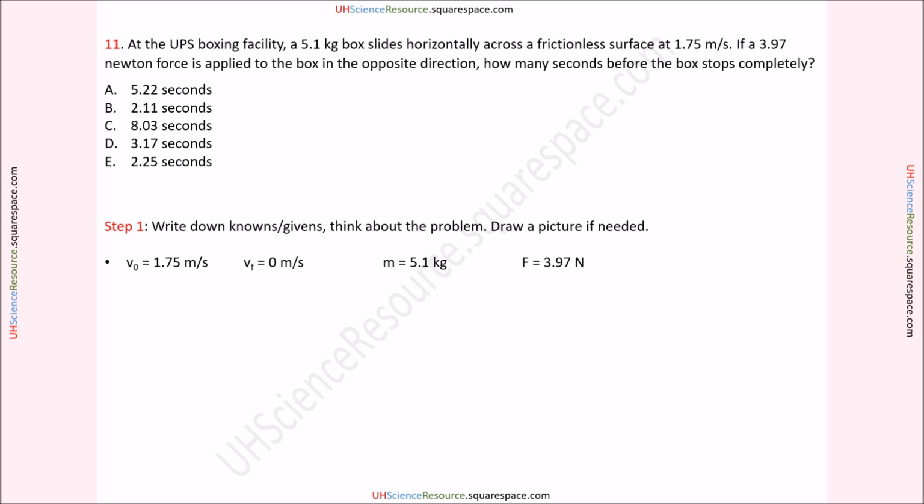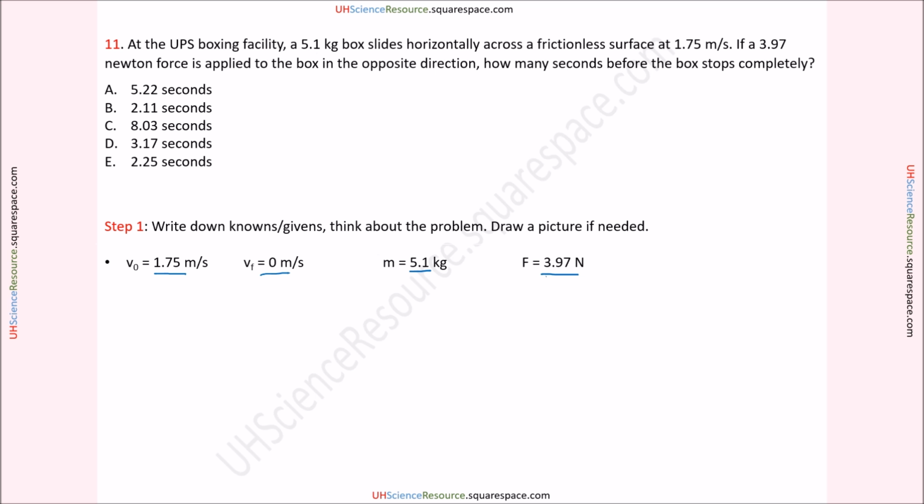So let's go ahead and write down what we're given. We know that the initial velocity of the box is 1.75 meters per second, and we're trying to figure out how long it takes for the box to stop. And so the final velocity of the box is going to be 0. We're told that the mass of the box is 5.1 kilograms, and the force that we're using to stop the box is going to be 3.97 newtons.